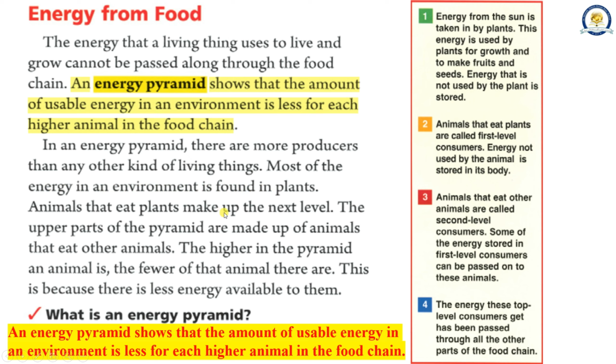Animals that eat plants make up the next level. The upper parts of the pyramid are made up of animals that eat other animals. The higher in the pyramid an animal is, the fewer of that animal there are. This is because there is less energy available to them.